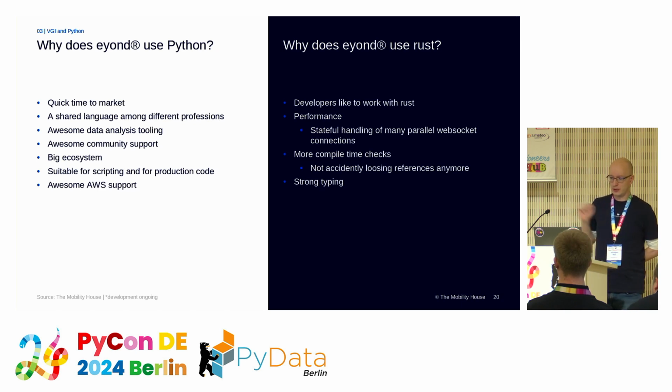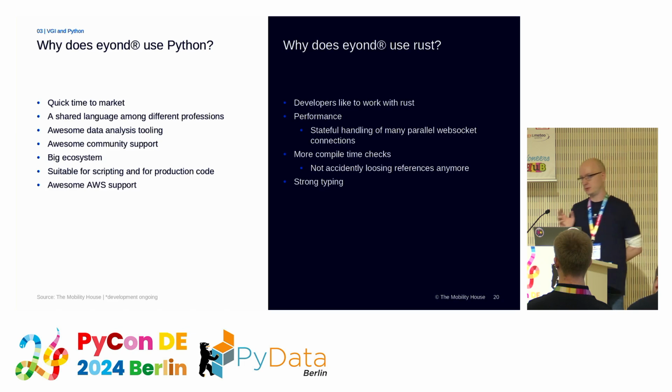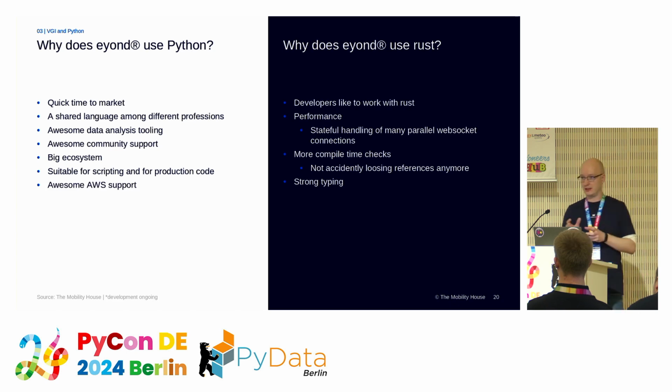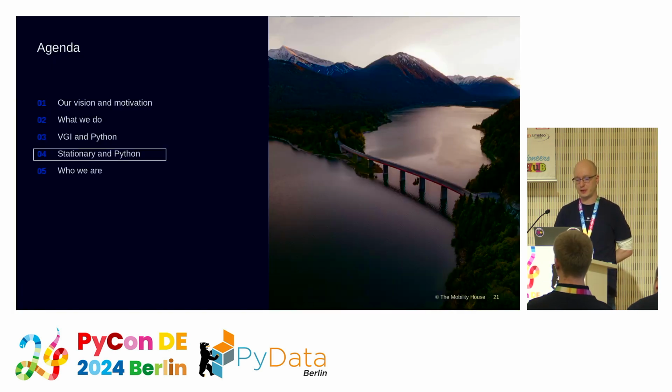Why do we also use Rust? Well, on the one hand side, developers just like it. On the other hand side, performance. Then, however, also the compile time checks, which at least help you avoid some of the problems. And of course, the strong typing. Yes, Python also does have it, but sometimes the supporting libraries you use do not have it. So that's a little bit of a problem in some cases.